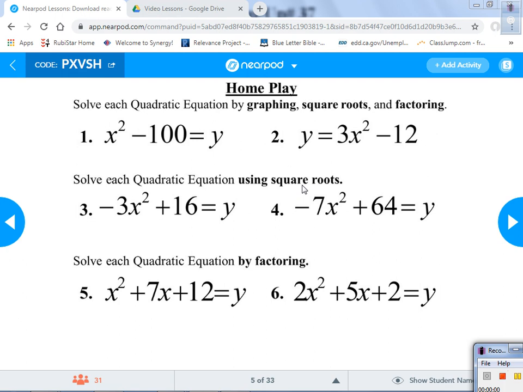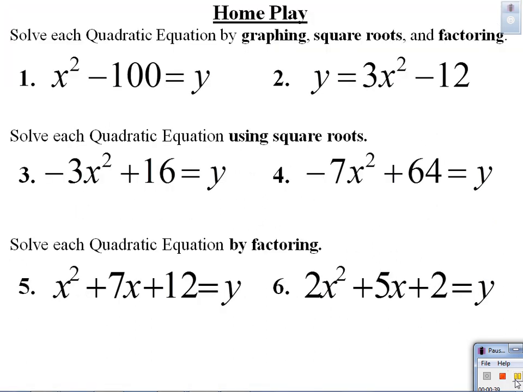For 3 and 4, it says solve each quadratic equation using square roots, only one method. And number 5 and 6, solve each quadratic equation by factoring. Copy those. All right, once again, the home plate for tonight is only 6 problems, only. Okay? All right, let's move on.